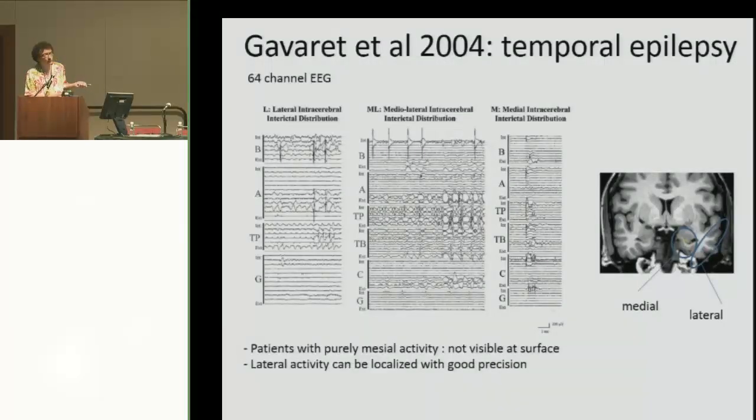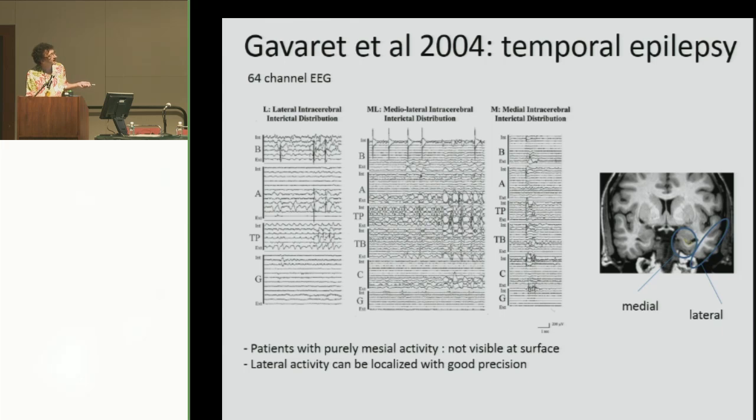This is a study from our group, from Martine Gavaret, in temporal lobe epilepsy. Martine has classified patients depending on the distribution of activity seen intracerebrally. Some patients had only lateral epileptic discharges, meaning from surface cortex, so either the temporal pole or the lateral part of the temporal lobe. There were these lateral patients, mediotemporal patients that have activity both in the hippocampus, amygdala, and the lateral regions, and patients with only medial activity.